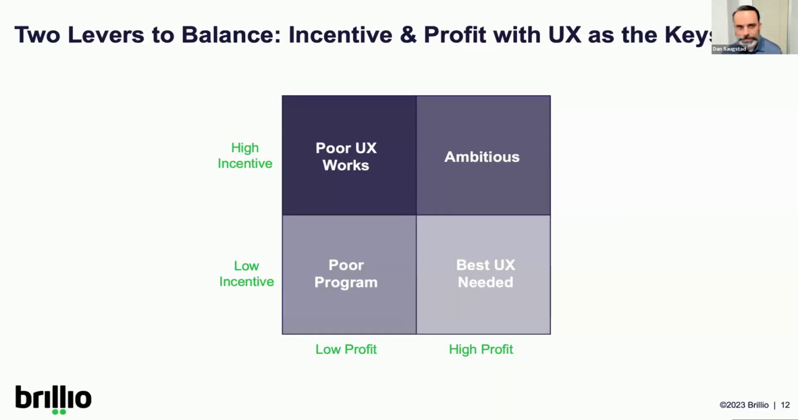So the 2 levers to balance, and they tend to be opposites, is the incentive and profit. And then right there at the center of this as the keystone is the user experience. So top left, we've got high incentive, low profit. This customer is super happy, but the business is not, right? You've given them such an incentive to come in and use your program. They're getting so much back in terms of rewards. They don't care what the UX looks like. It could be horrible. They're still going to use it because of the value that they get, but your business is not seeing value out of that.